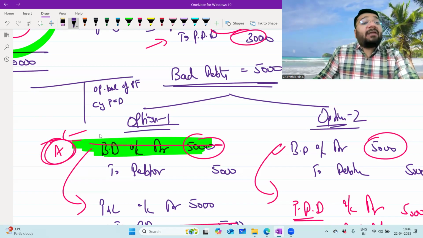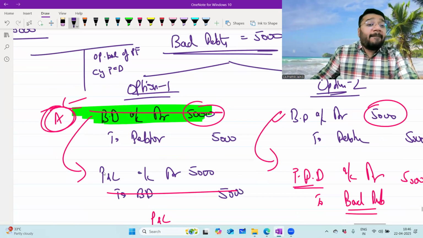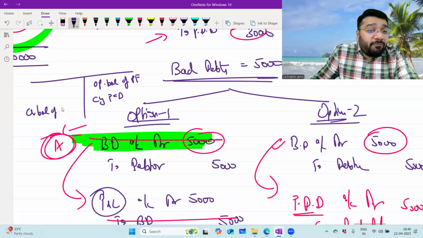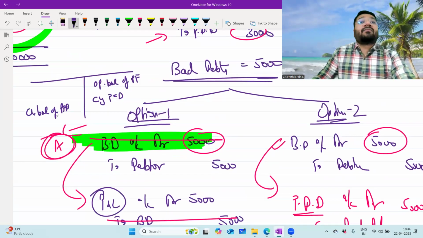Then bad debt will not come, because bad debt is directly transferred to your P&L. It is not going to PDD. So directly what will come? The closing balance of PDD will come. Any problem? Provision for doubtful debts.